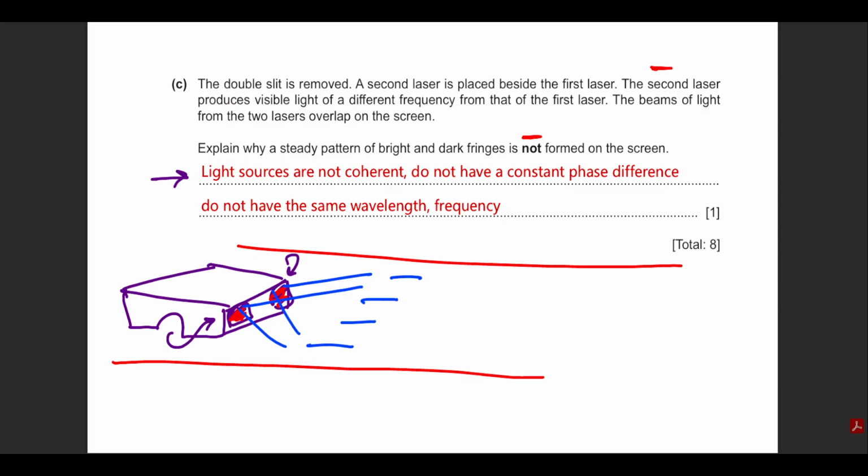The light sources are not coherent. When you talk about coherent, it's about the phase difference, not the path difference. So the phase difference is not constant, or it's not zero, and they do not have the same wavelength or frequency. They will have the same speed, but since they don't have these two favorable qualities, the interference pattern on the screen will not be visible, much like the pattern of a car on the ground.